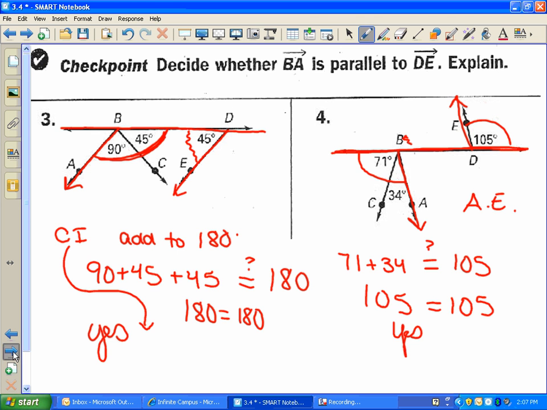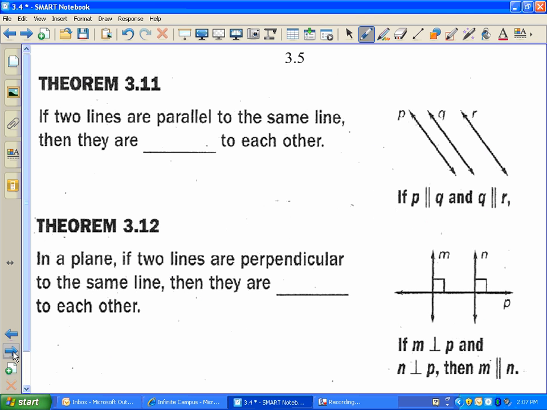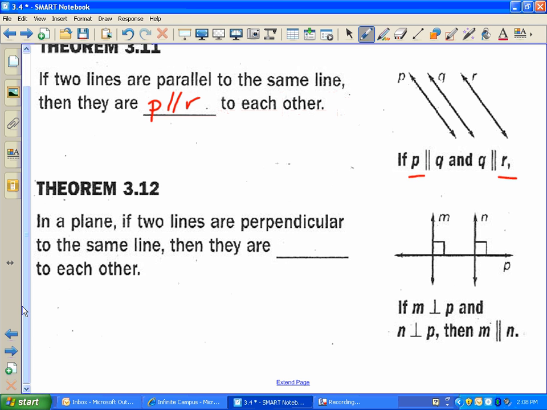Okay? All right. Here we go. These are just theorems, not a big deal. It's just things to remember. That's all I'm asking. It's going to be on your homework, so that's why I give it to you. If two lines are parallel to the same line, listen up. I've got P parallel to Q, and Q parallel to R. If that's the case, then P has to be parallel to R, right? Do you see that concept? If two of the lines are parallel, and two of the other lines are parallel, and they share one, they all have to be parallel to each other.